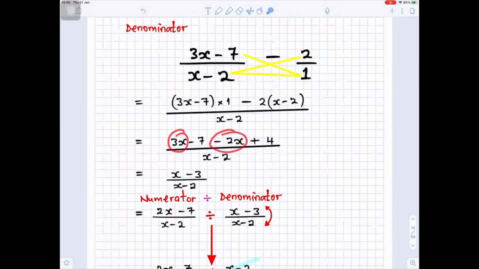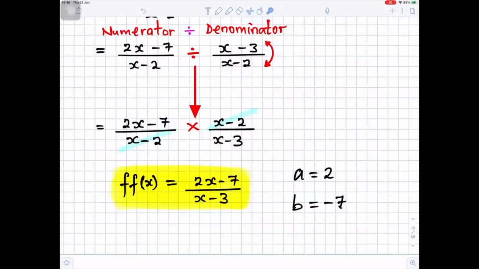3x minus 2x gives you x. Minus 7 plus 4 gives you minus 3. Now we'll put the numerator and the denominator together, so the numerator divided by the denominator. We change the divide to a times and flip the second fraction. So we'll have x minus 2 in the denominator and x minus 2 in the numerator would cancel. So you're left with 2x minus 7 divided by x minus 3. And that means your A is the 2 and your B is the minus 7.